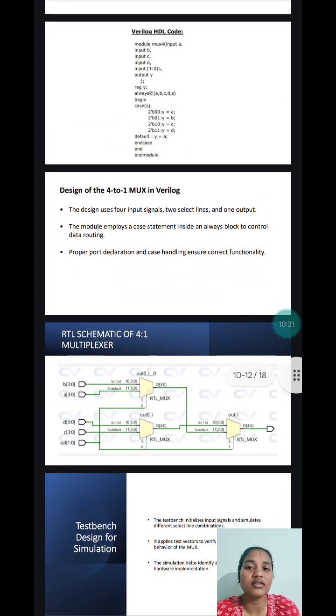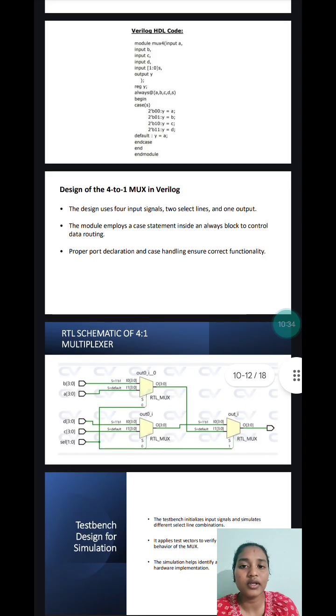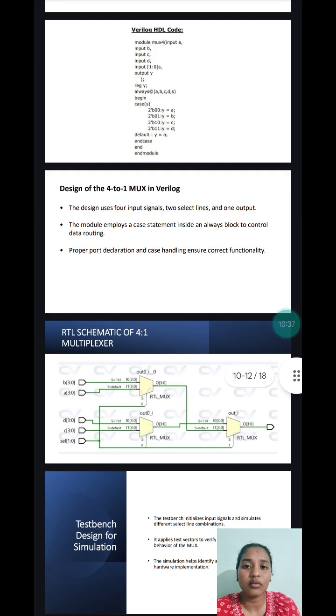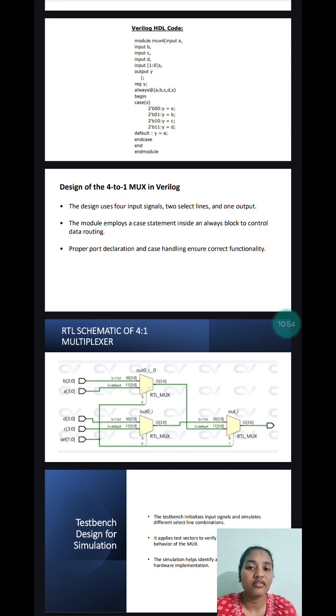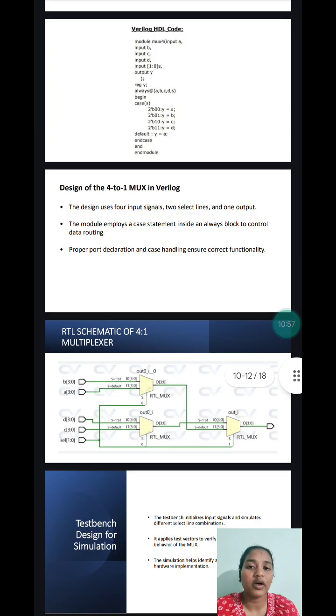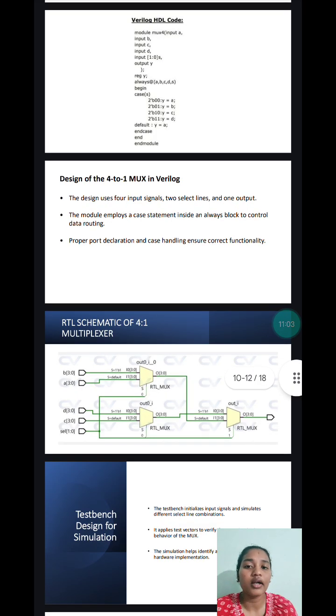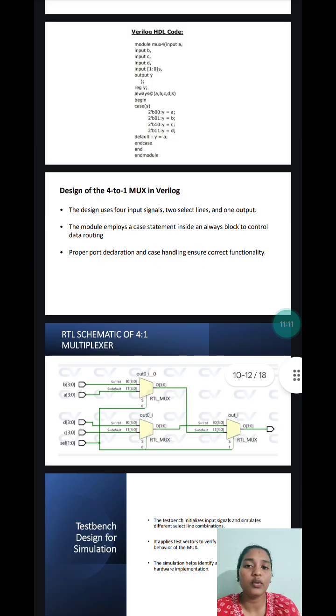We can say that A, B, C, D are the inputs, and the output is Y, and we use the register Y with the always statement. It means A, B, C, D are the inputs, and we write the keyword begin, and we also write the case statement. If it is 0 0 it is A, if it is 0 1 it is B, 1 0 equals C, 1 1 equals D. By default Y equals A, and we end with the endcase. We start with the case, so we end with the endcase, and again end, and we end with the endmodule.